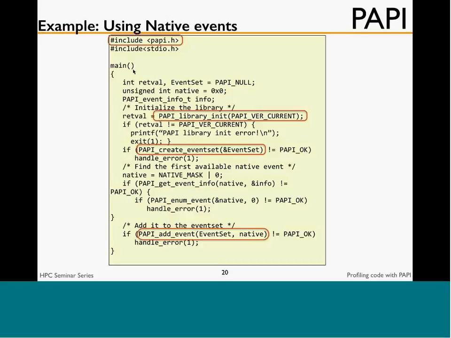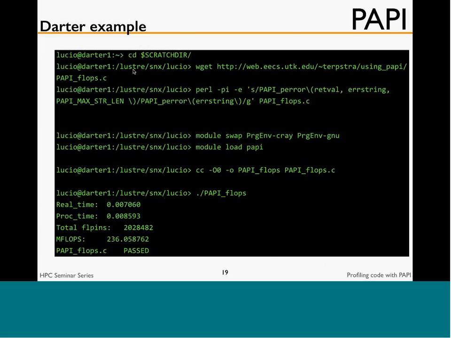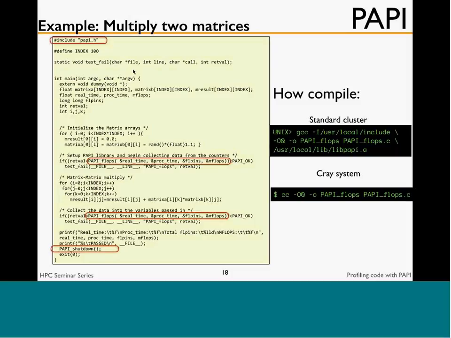Here's another example where you can see, if you want to use native events, there are other function calls available that you can use to do this. And here you can see that in the code you always need to call the PAPI library init in order to initialize the library. In this example, I didn't have to call PAPI init because PAPI flops will take care of that. But still, at the end, I do a PAPI shutdown just to clear things out.